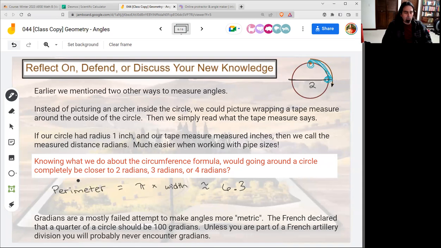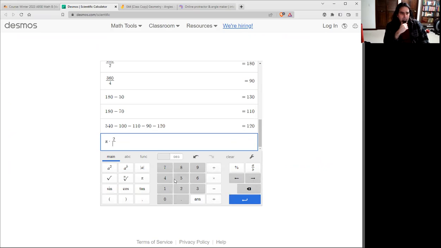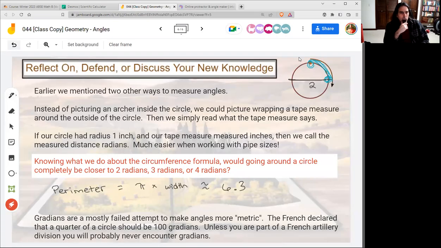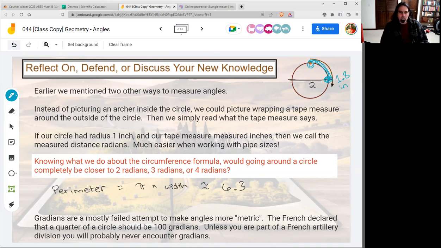And you can test this. If you found a piece of pipe that was 2 inches wide, and you took a tape measure and wrapped it around, it would get to 6.3. If that was true, then if I went a quarter of the way around, I'm at about 1.8. So if I took my tape measure and actually wrapped it around a pipe that was 2-inch diameter, it would be about 1.8 inches at that point. Can you picture a tape measure that's 1.8 right now?